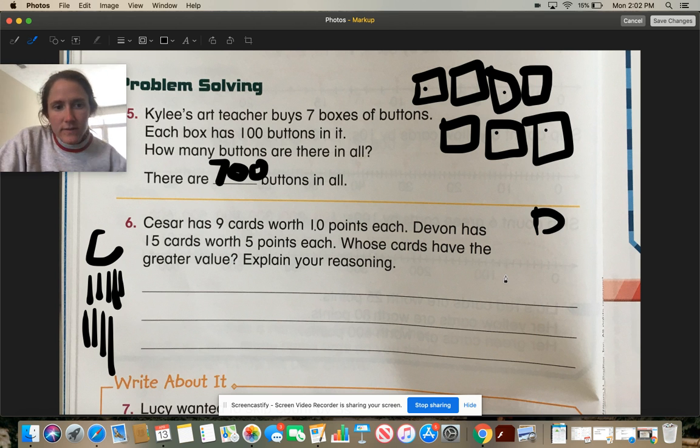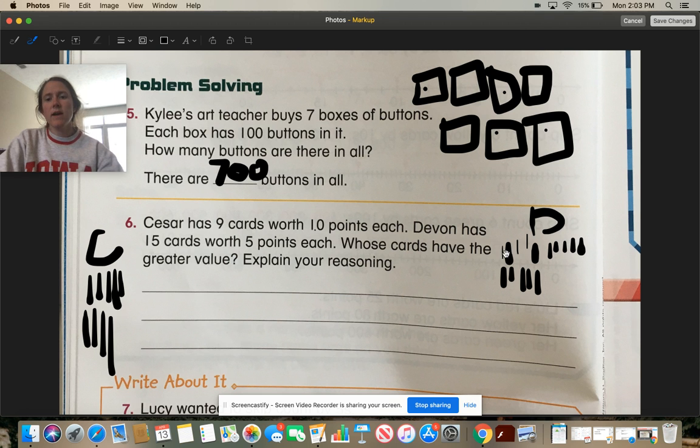So he has 90 points in cards, and it says Devin, D for Devin, has 15 cards worth 5 points each. So 15 cards are worth 5 points. So we're going to have to count by 5s 15 times. So I'm going to do a little line that looks like that. Like a half of a 10 stick would be a 5. So 5, 10, 15, 20, 25. So there's 5 cards, and we need 15. So that's already 25. 5 more. 1, 2, 3, 4, 5. Plus 5 more. 1, 2, 3, 4, 5. So there's 5 lines, and each of these lines is worth 5. So let's count them. 5, 10, 15, 20, 25, 30, 35, 40, 45, 50, 55, 60, 65, 70, 75. So Devin has 75 points and Caesar has 90 points.